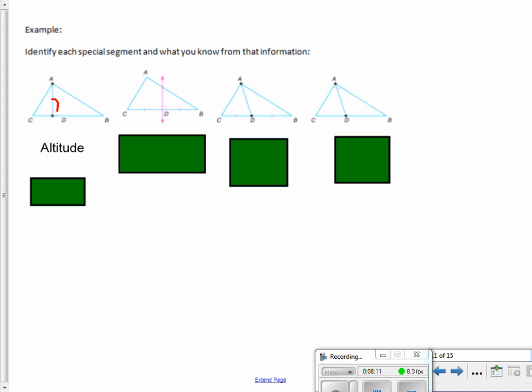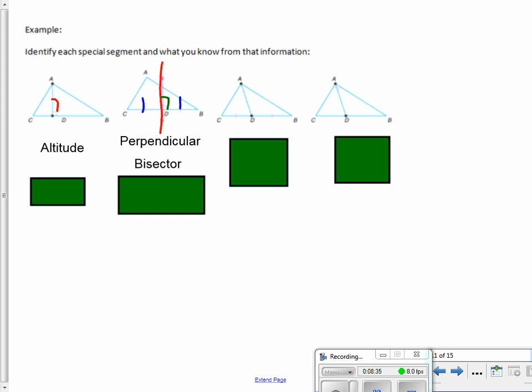For our next one, ABC again is our triangle, and we have this line that is cutting it right there. It is perpendicular. We can see there's a little box here, and it cuts these exactly in half because they have those segment pieces there. So it's perpendicular, and it's cutting that CB exactly in half. So it's a perpendicular bisector. Again, what information do we know from that? We know that from C to D is going to be exactly the same length. We know D to B is the same length as C to D. We know that that line is going to be perpendicular, and that's the information given.